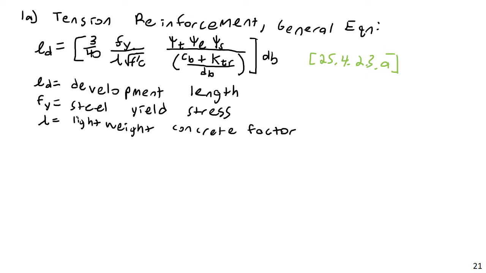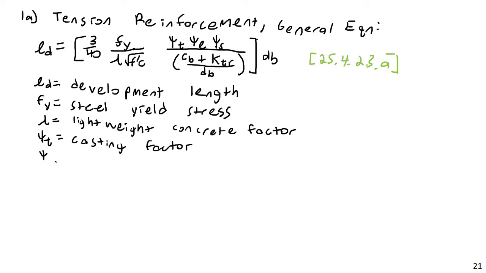And then you also have, so let me define these psi's. Psi t is the casting factor, dealing with casting conditions. I'm not going to talk about all of these in great detail. I'm just going to mention where they're found. They're all described in a table, and you can read through the exact conditions that you have, and you'll select an appropriate factor based on that.